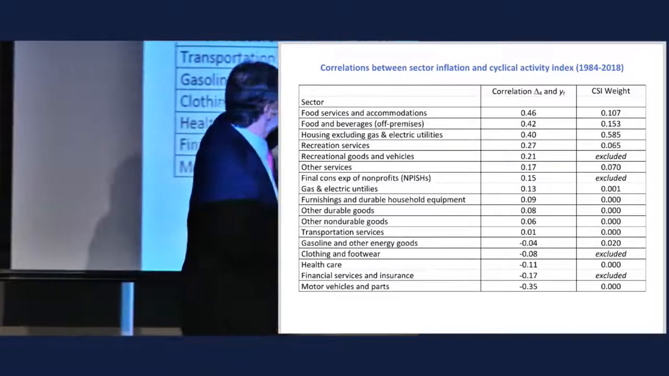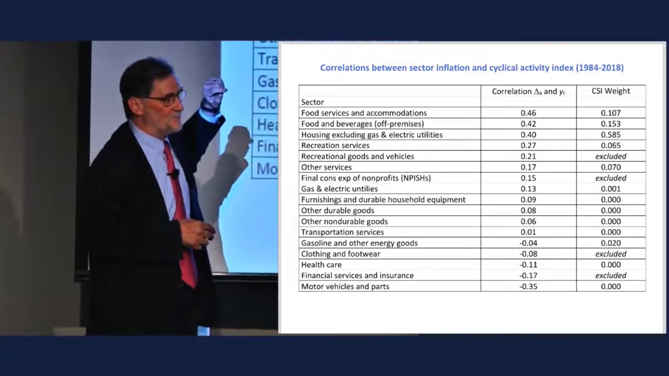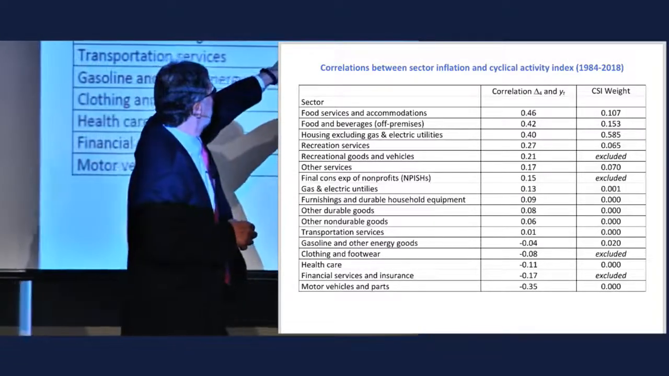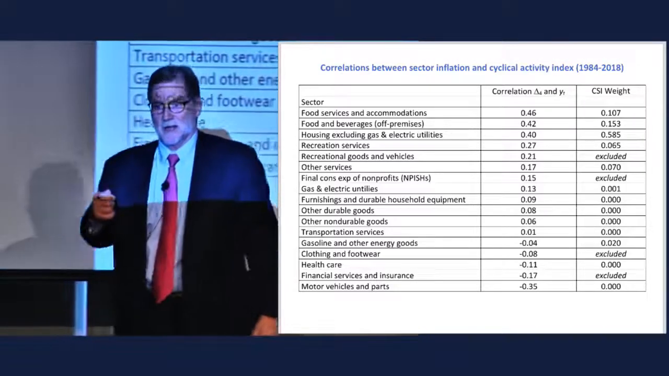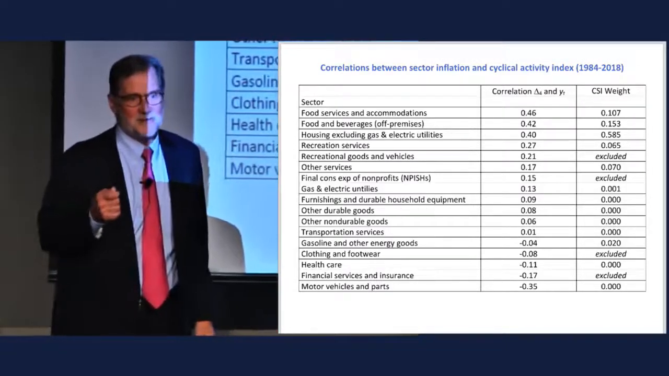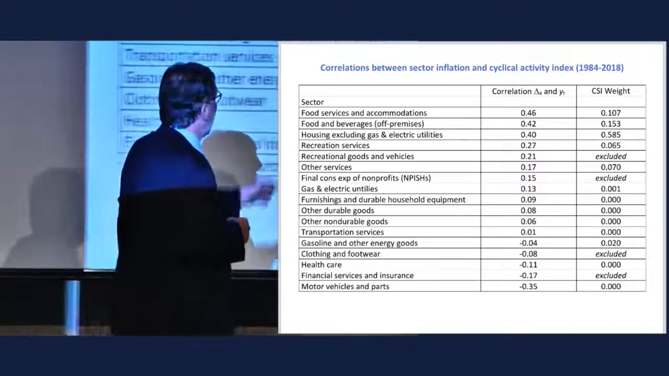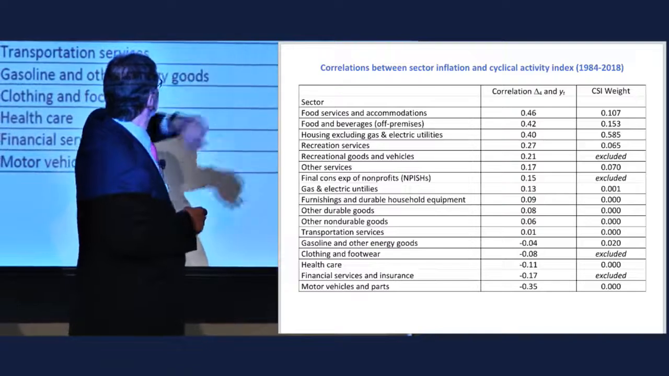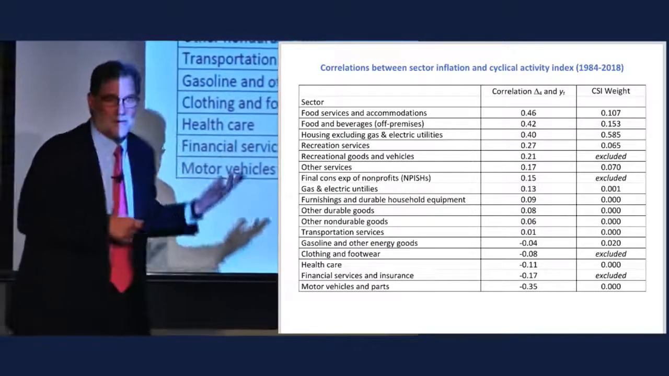So what do you see? Interestingly, you're putting a lot of weight on housing. Housing had a share in the PCE of about 17%, and it's going to get about 60% of this weight. You also have a bunch of weight on food and some on recreational services, et cetera.